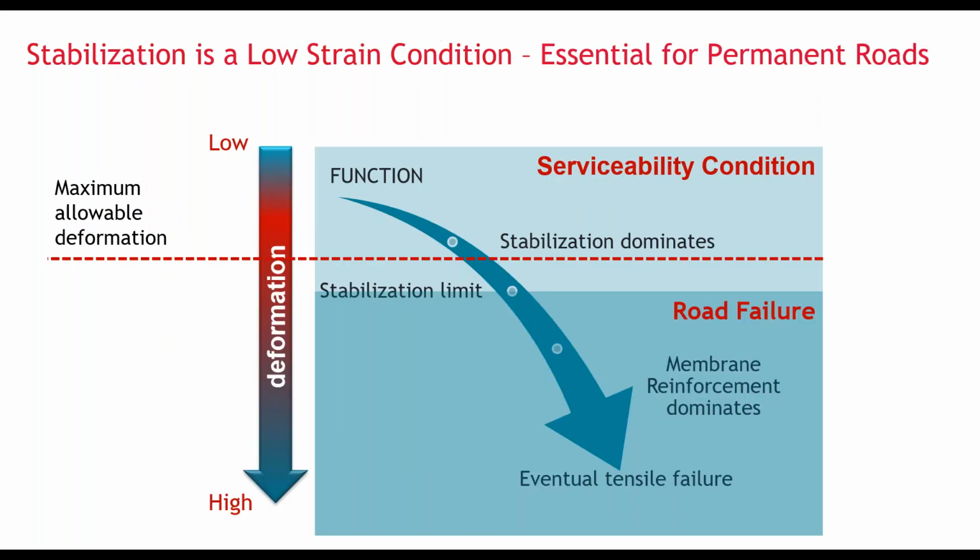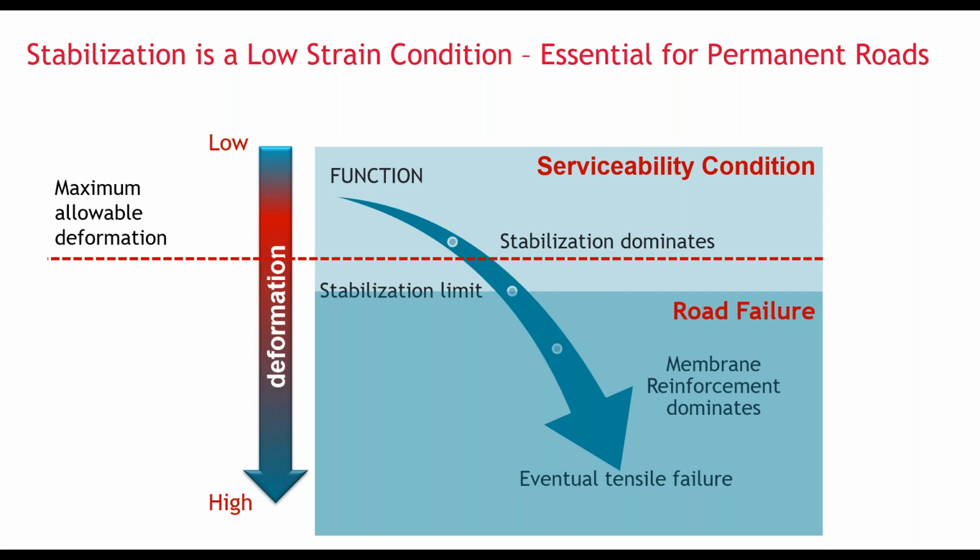Now let's look at stabilization versus reinforcement functions in a pavement design. If the capacity of the stabilized layer is exceeded, the stabilization effect is overcome and the layer will deform. Strains in the geogrid will then increase and surface deformation or rutting will increase and become unacceptable. By then, the road has failed. We therefore design for the stabilized, low strain condition. Beyond that, we consider the layer to have failed.